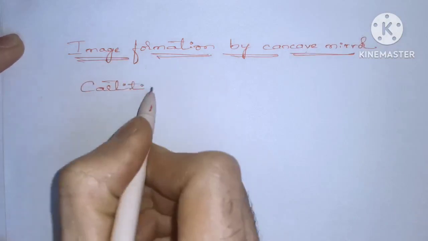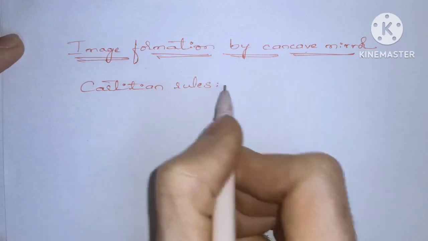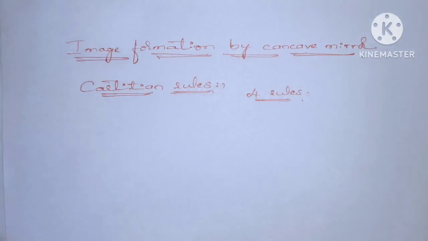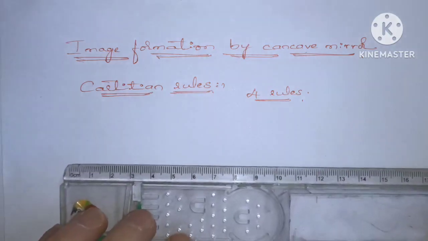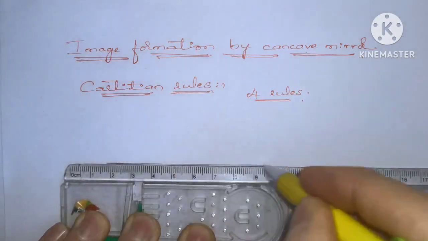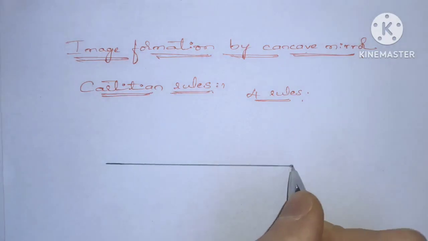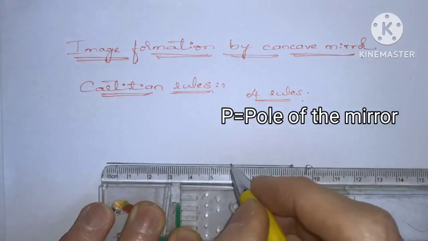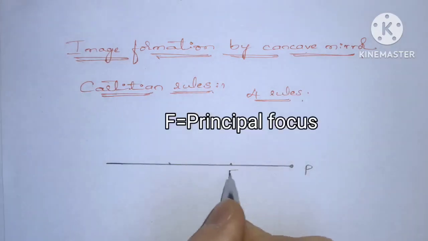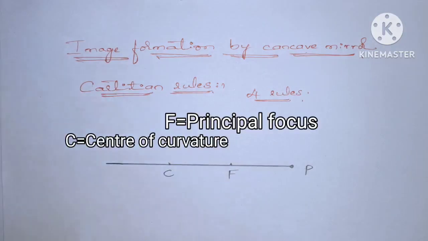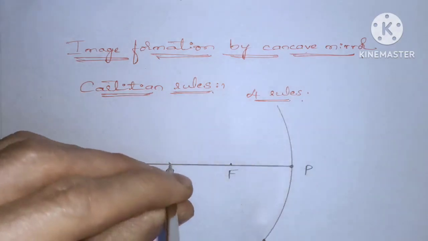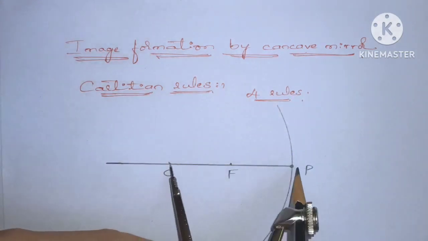First of all, let's see the Cartesian rules. We need to understand the Cartesian rules well to draw the image formation. There are 4 rules. Now one after one, let's see them in a single ray diagram. I am going to explain the 4 Cartesian rules of concave mirror. These rules are very helpful for the image formation by concave mirror.